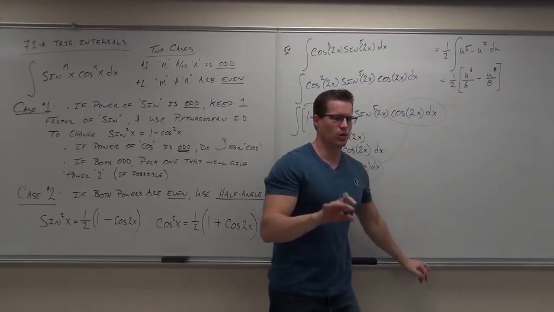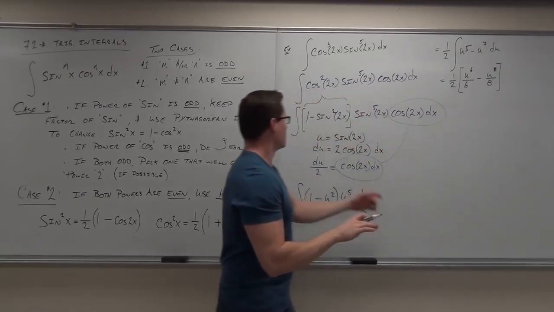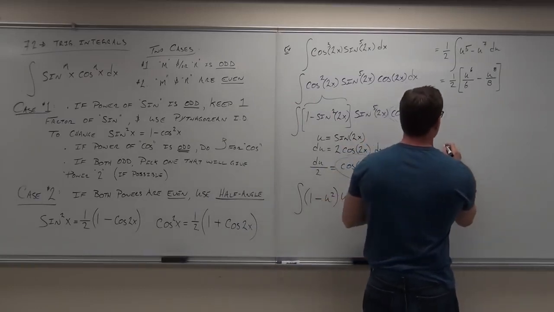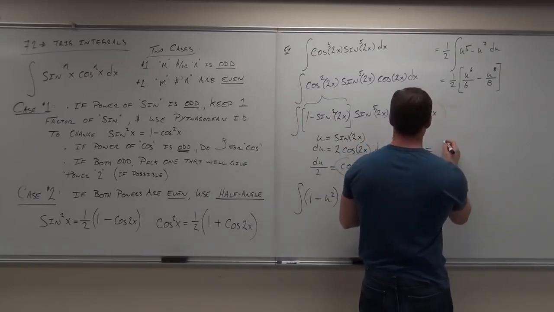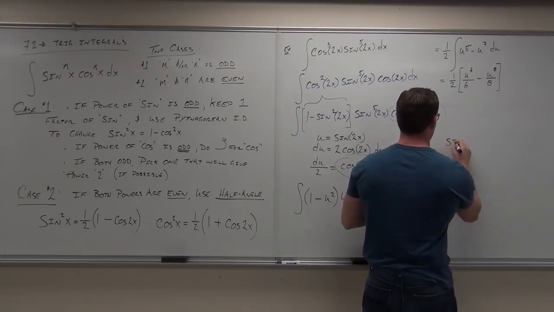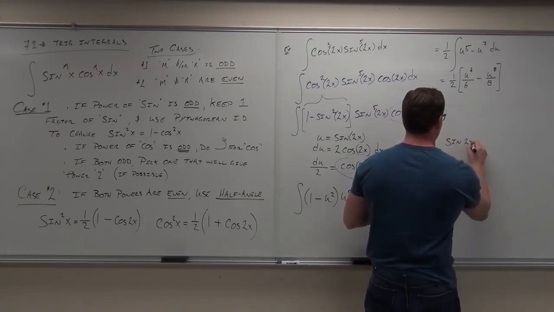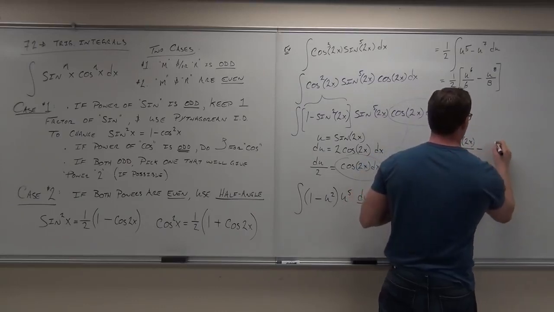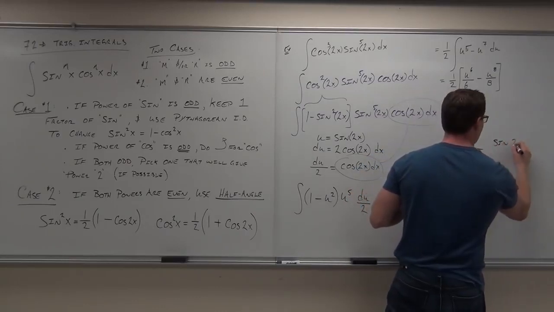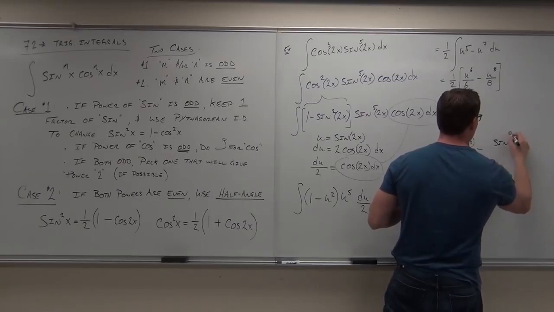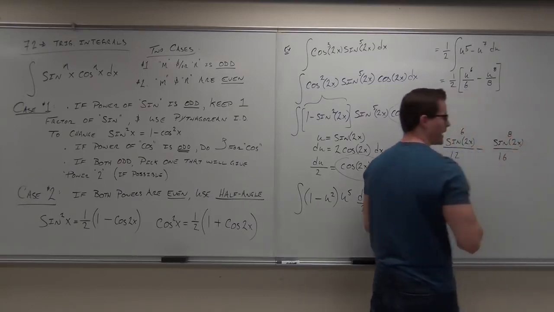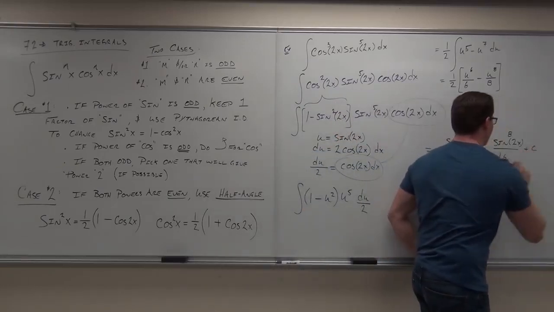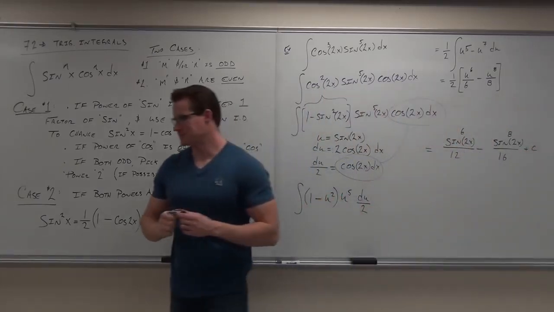But we're not going to leave it u. What are we going to do? Sine 2x. Here's our u. So we're going to have here, all the way down here. You can write it a couple different ways if you want to. Here's one way. You could do sine of 2x to the 6th power over 12 minus sine of 2x to the 8th power over 16 plus c.